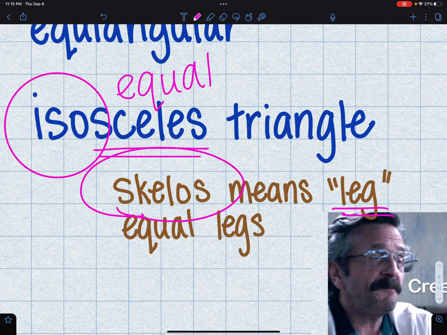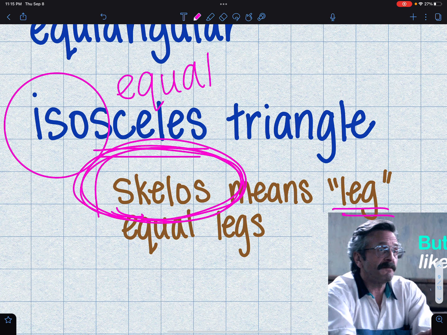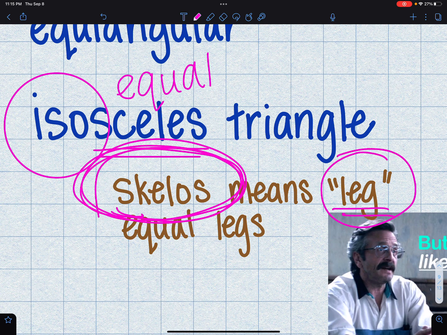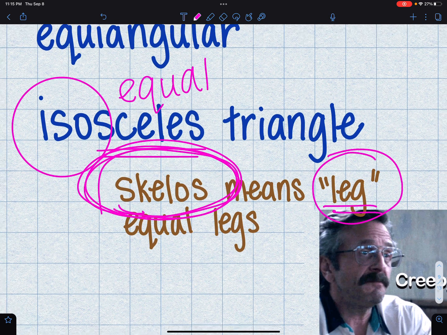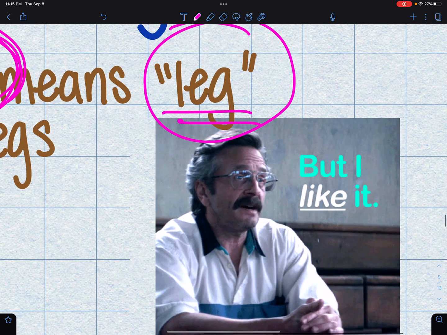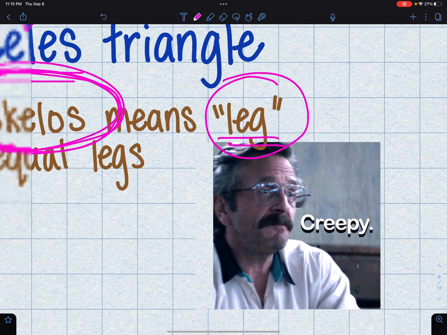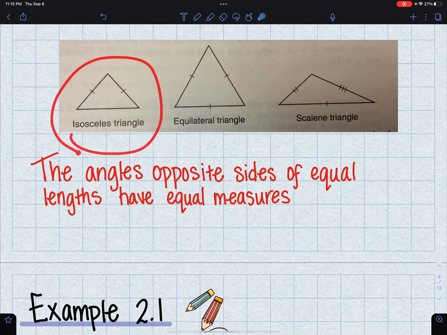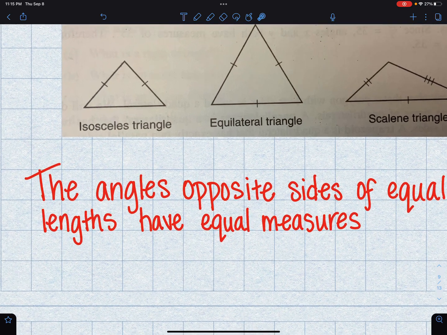Okay, to me this is really creepy because when I see this word, scalos, I think of skeleton. Does that make you think of skeleton when you see that? Because a skeleton might have those bony legs, but they're equal. One leg is equal to the other leg in terms of length. And so this literally means equal legs or equal leg length. And so now that we know that, we're going to classify some of these triangles. I know it's really creepy, but I kind of like it because it helps me to remember that. So equal creepy legs. So here's an equal creepy legs triangle, or isosceles.